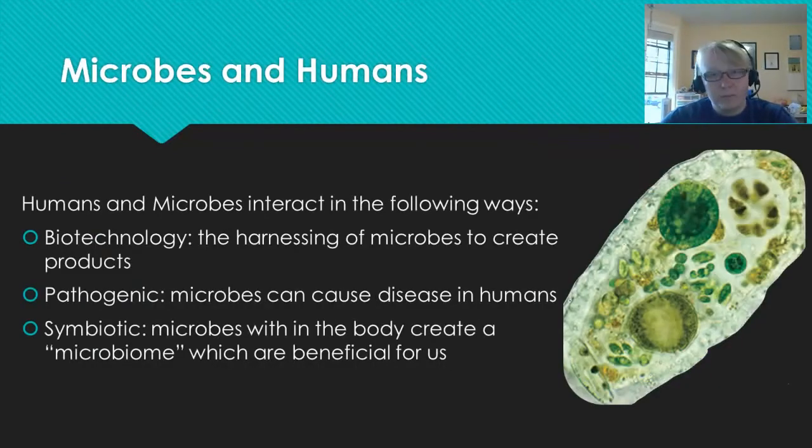So now let's wrap up this topic with one more thing I want to overview. This is how humans and microbes interact. We have three main things I want to talk about: biotechnology, pathogenic microbes, and symbiotic microbes. Biotechnology is where we harness microbes to help produce things for us. Pathogenic microbes are the microbes that cause disease in humans, such as foodborne illnesses or bloodborne pathogens. And then we have the symbiotic microbes, which help our bodies function the way we do, as well as in other microbiomes. But I'm going to talk about it in terms of us.